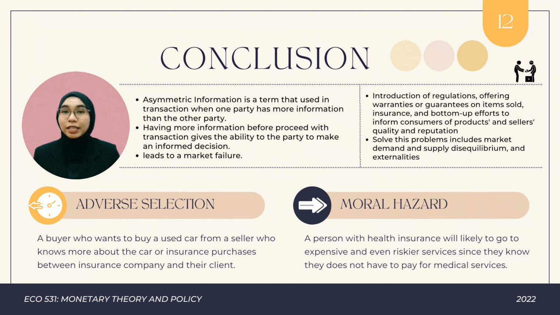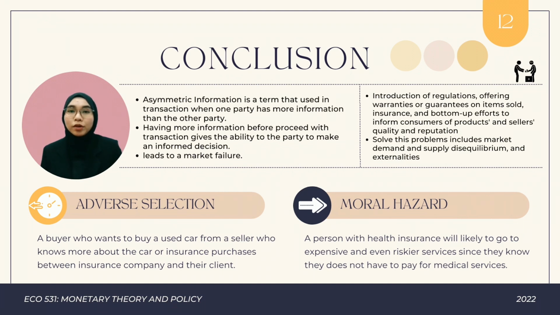Asymmetric information can occur before or after a certain transaction. When a party has asymmetric information, they can make an adverse selection, which occurs before the transaction takes place. For example, a buyer who wants to buy a used car from a seller who knows more about the car, or insurance purchases between an insurance company and their client.